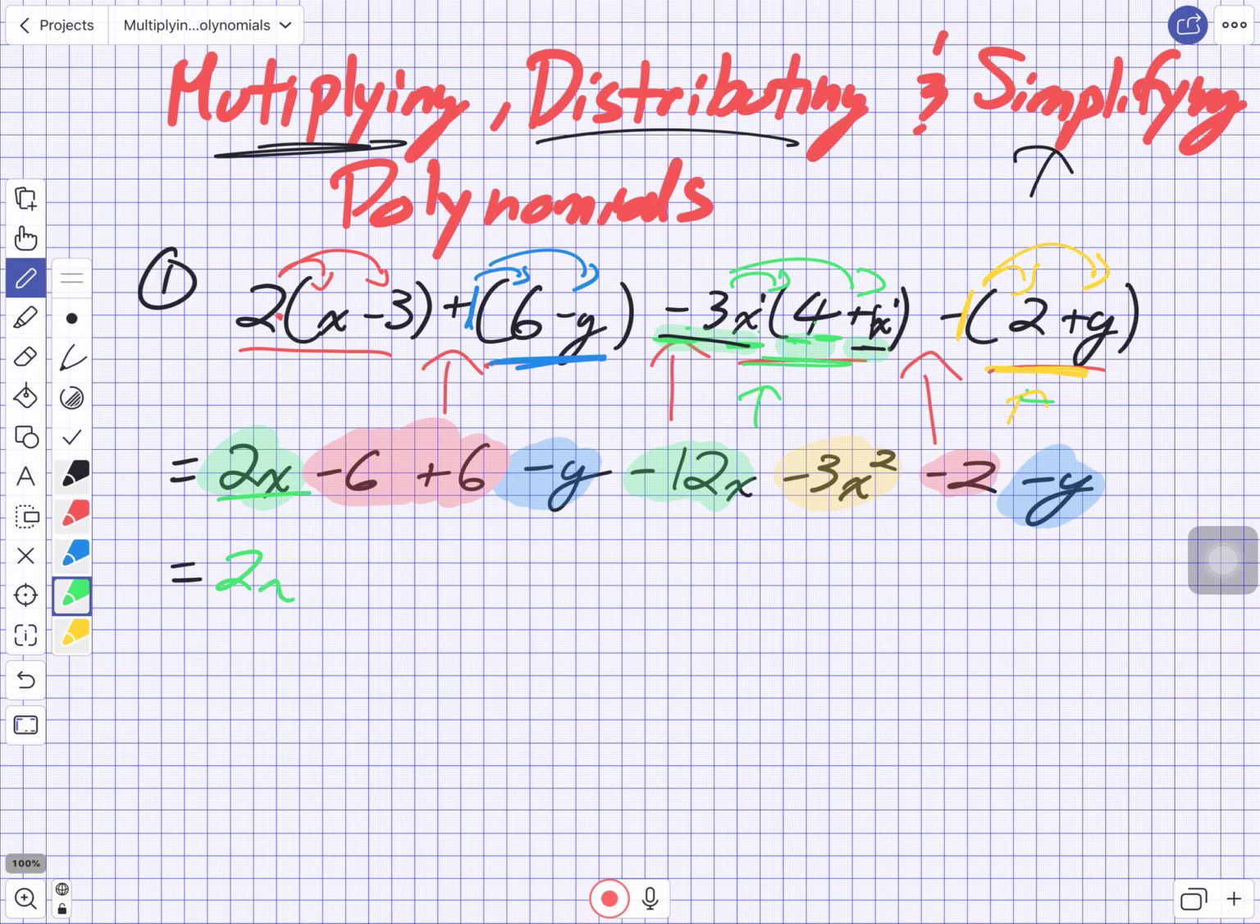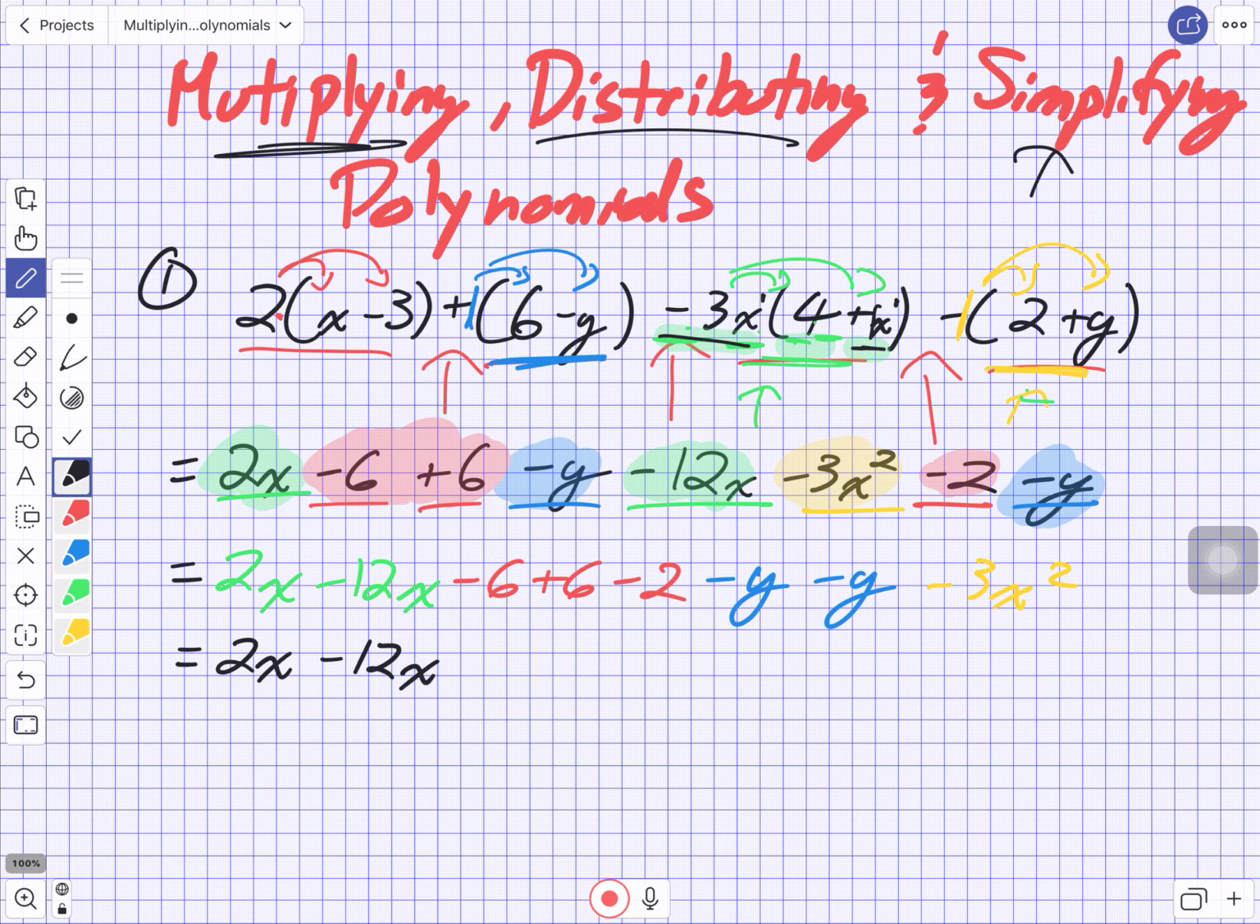So in green we had 2x and negative 12x. I'll put those together, okay? My constants, I had negative 6 or minus 6, plus 6, and minus 2 or negative 2, however you want to read it. We then had minus y or subtract y. And then finally we had negative 3x squared. I'm going to rewrite it all in black so it's a little easier to see. So we've grouped our like terms.